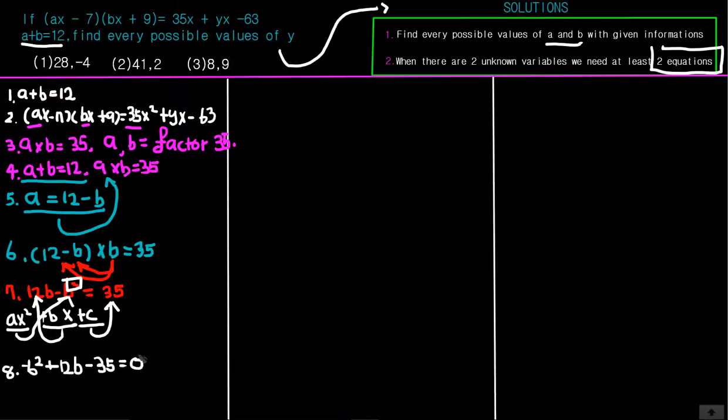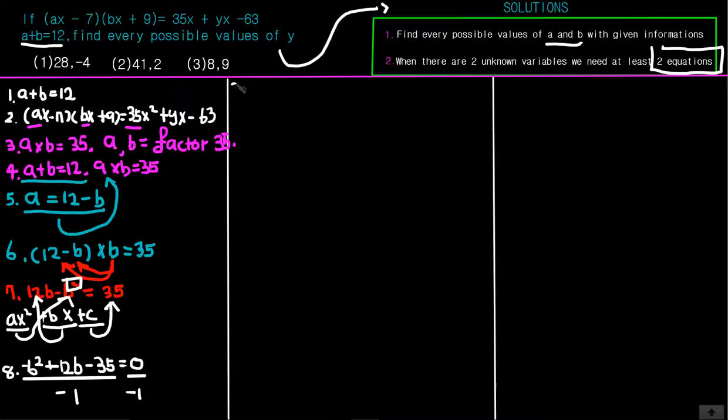By subtracting 35 from both sides, we get minus b squared plus 12b minus 35, and that is equal to 0. We could have just factored it here, but if the leading coefficient is not equal to 1, it is hard to factor. So in order to remove this negative, all you have to do is divide both sides by negative 1.